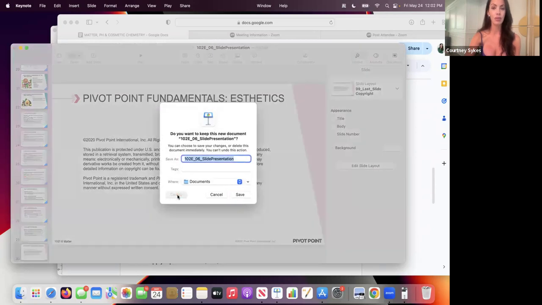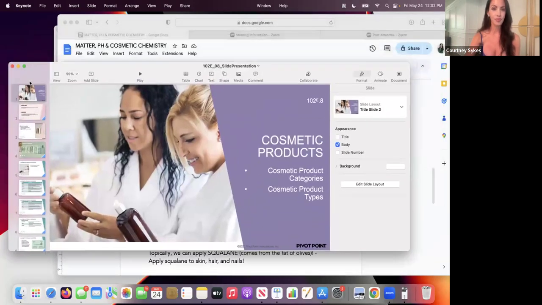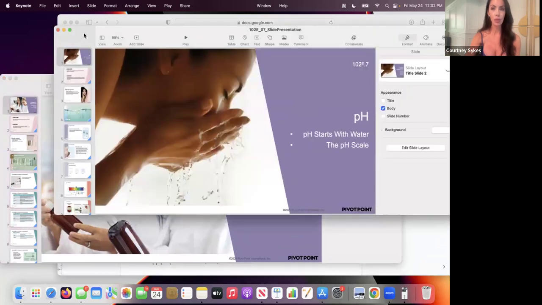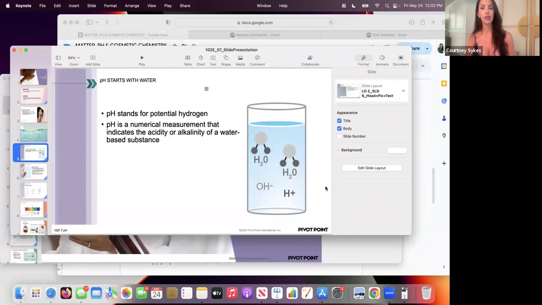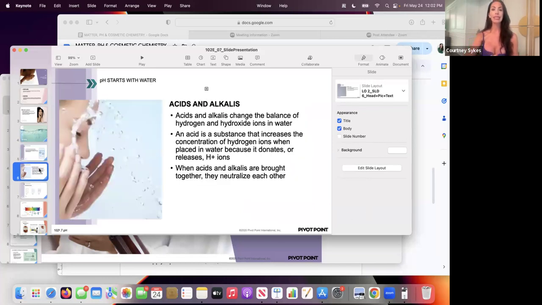Okay, then the next one I want to go over is pH. Let's look at pH. So pH of products is very important. pH stands for potential hydrogen. pH is a numerical measurement that indicates the acidity or alkalinity of a water-based substance. Absolutely. Acids and alkalis change the balance of hydrogen and hydroxide ions in water.